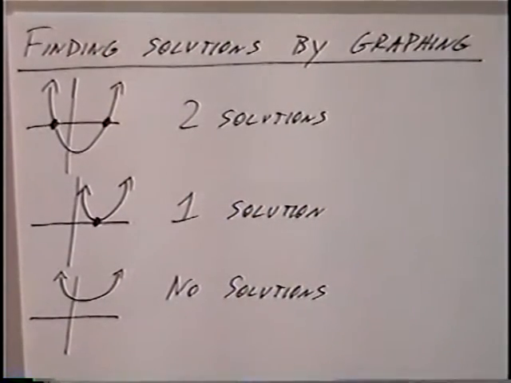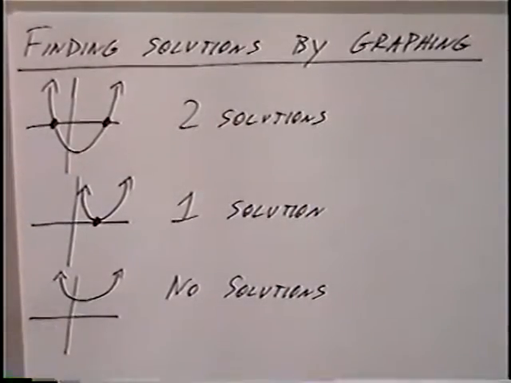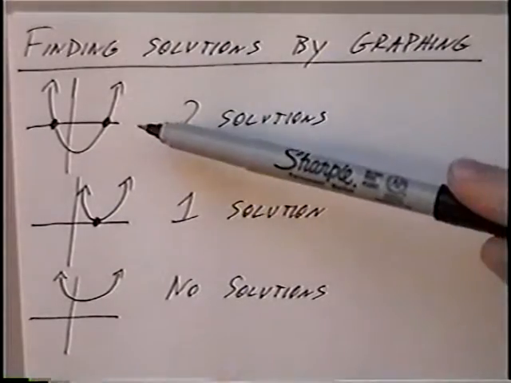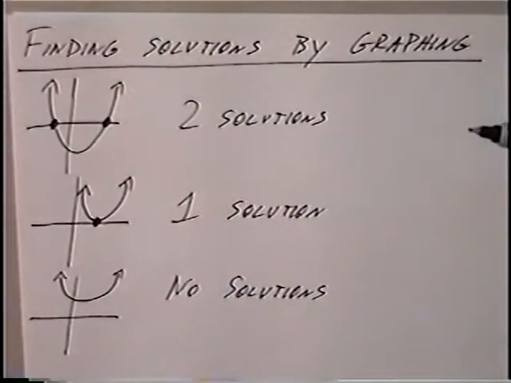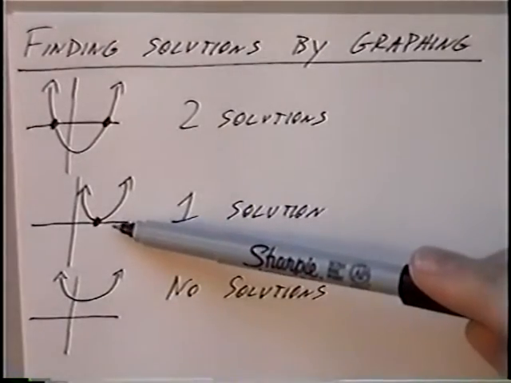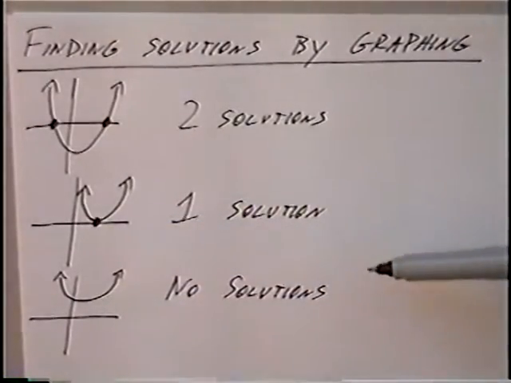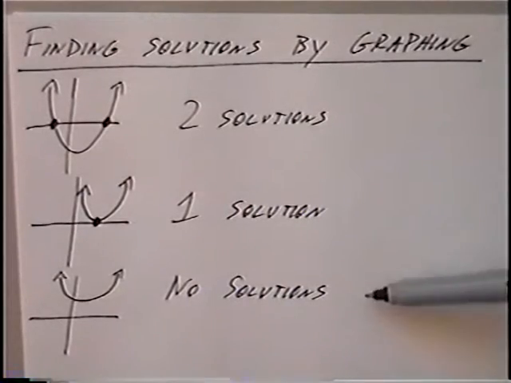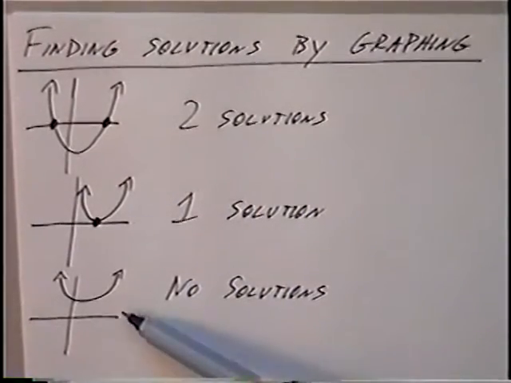Finding solutions by graphing. Solutions will be where the equation or the graph, the y value is equal to 0, or where the graph crosses the x-axis. There are three types of answers. Two solutions would have the graph cross the x-axis twice. One solution would have the graph cross the x-axis once, or the vertex is on the x-axis. And no solutions, the graph would not cross the x-axis at all.